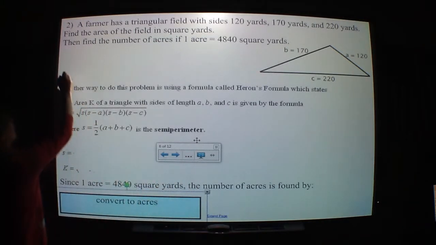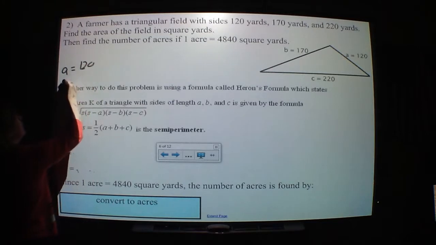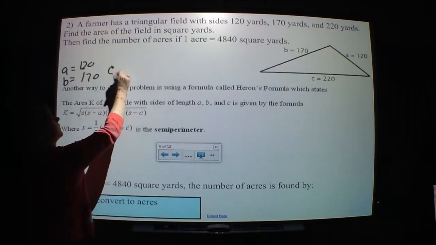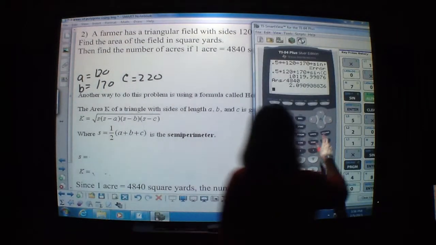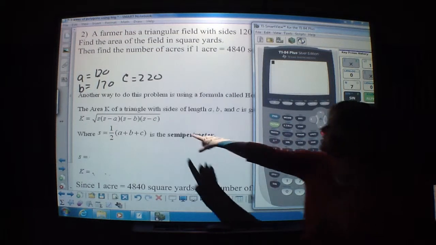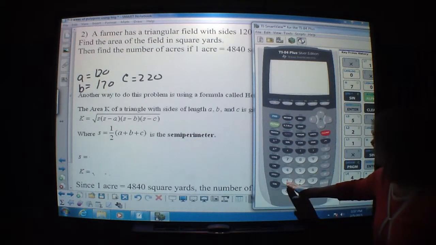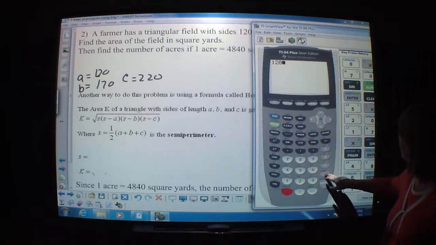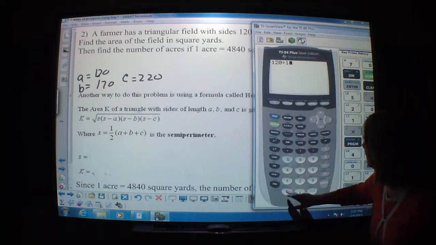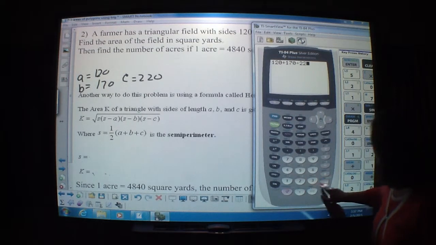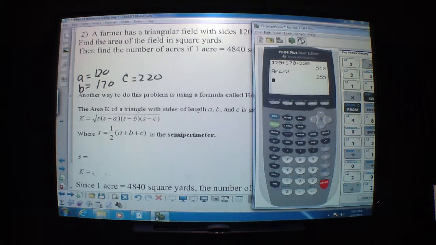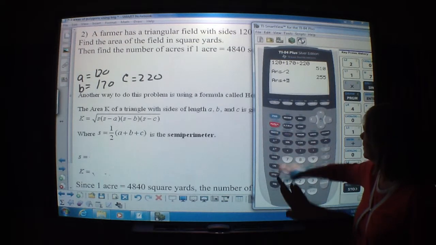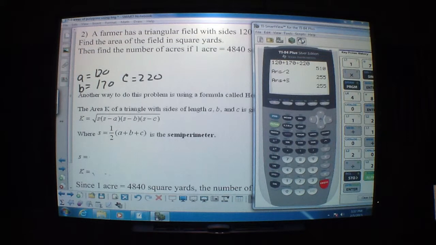Remember my sides, I'm going to write them down over here. A is equal to 120, B is equal to 170, C is equal to 220. So I'm going to pull my calculator up over on the other side. Clear some stuff. I'm going to find this S first. So if I take 120 plus 170 plus 220, and I divide that by 2, that gives me 255 is my S. Okay, and if I want, I could store it in S. There, it's an S now.